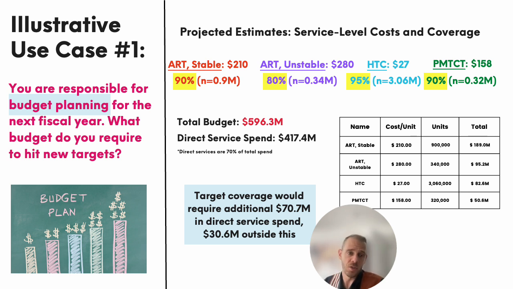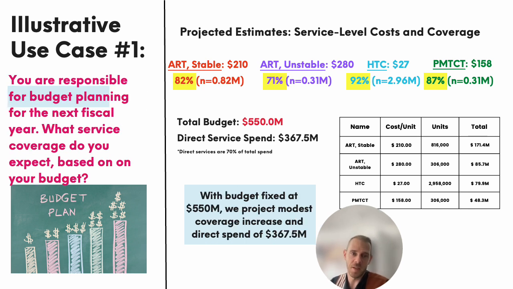So let's say that we go to the Ministry of Finance and they look at this and they are not enthusiastic about the newly proposed budget. So instead, let's say that the Ministry of Finance comes back and says, look, we can't give you $596 million, but we can give you $550 million. That could be your total budget. And the following question that would come from that would be, well, what would the revised coverage targets end up looking like if you had a budget cap of $550 million?